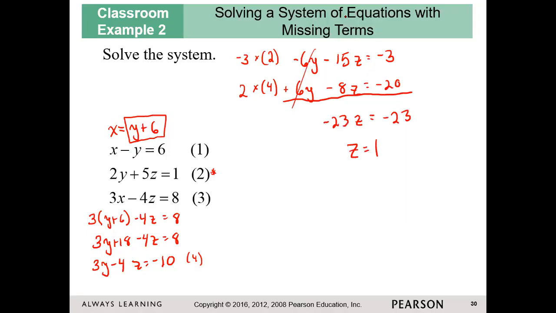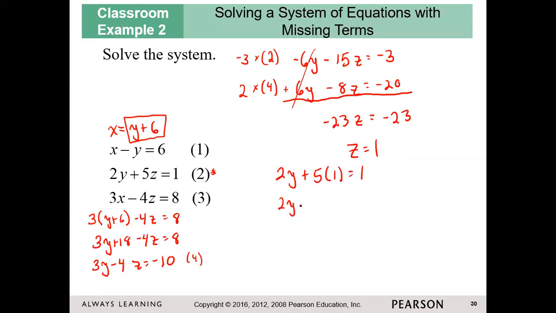Let's pause this for a second. Okay, so now that we have our variable solved for z, we know that z is equal to 1. We can go ahead and figure out what y is because we have an equation up here with y and z, or here with y and z. I'll substitute it into the original equation number 2. The numbers are just smaller there, so it just makes sense for me to do that. And then I'll go ahead and solve for y. So this is 2y plus 5 times 1 is equal to 1.